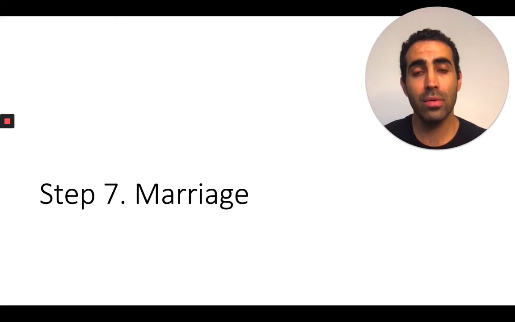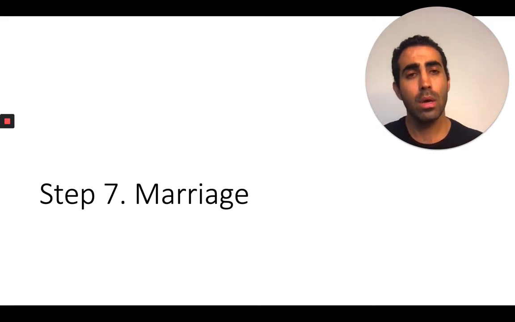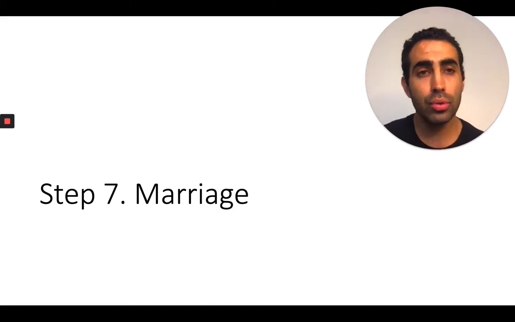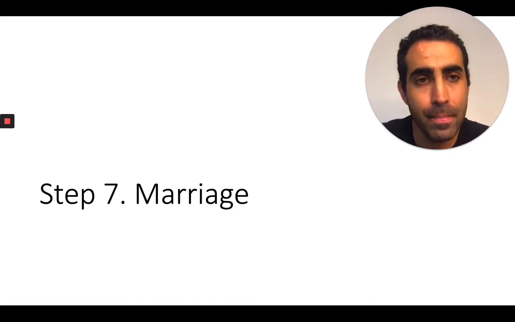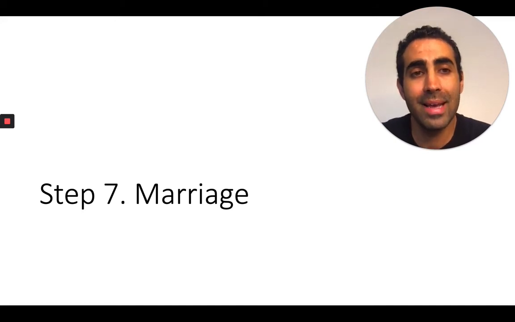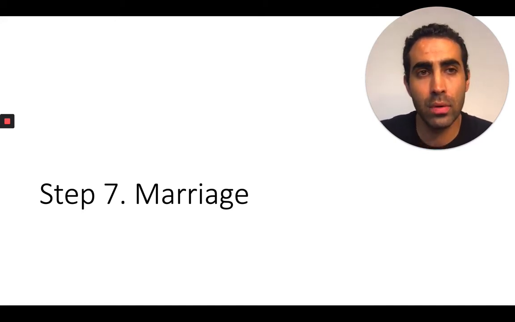After you enter the United States, now you're in the United States, you're supposed to get married to your U.S. citizen fiancé within 90 days of your entry to the United States. So step 7 is marriage. Basically, you and your fiancé get married within 90 days of your entry to the United States.